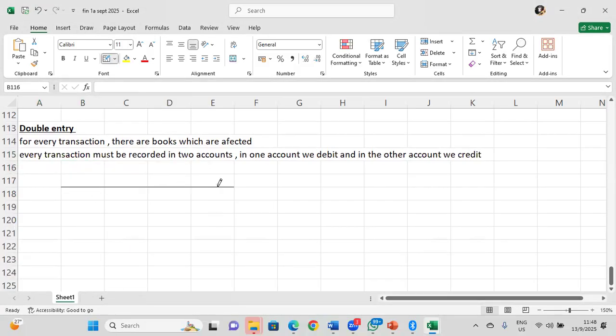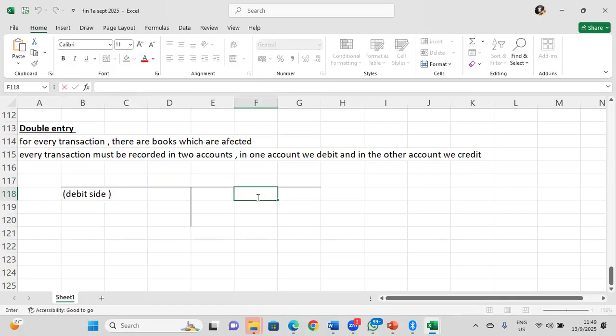For those that have not done accounts before, if you see something like this, it is called a T account. In our T account, this side is called the debit side, and this side is the credit side.